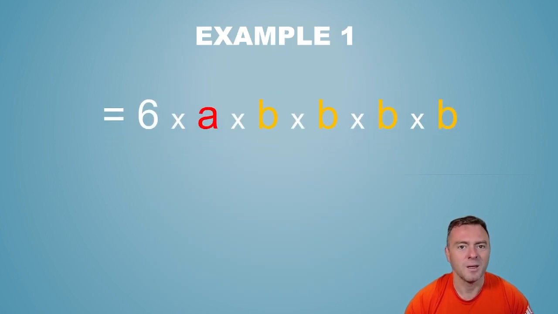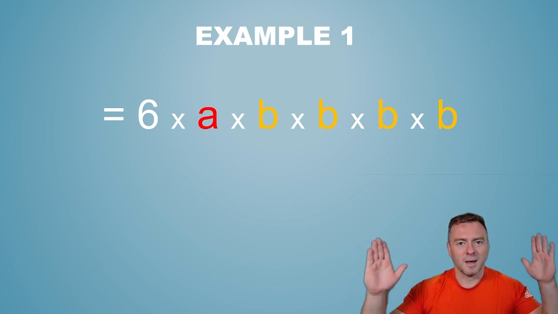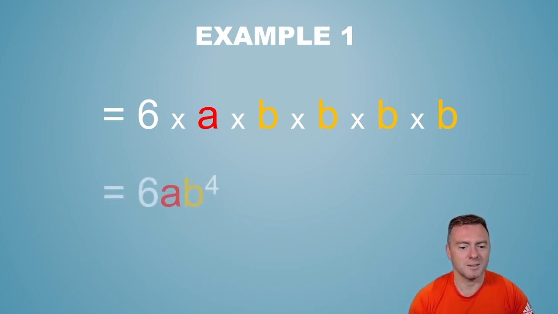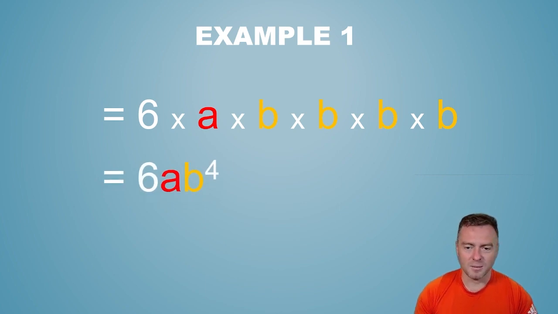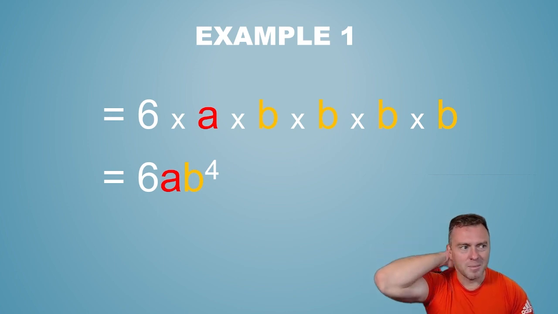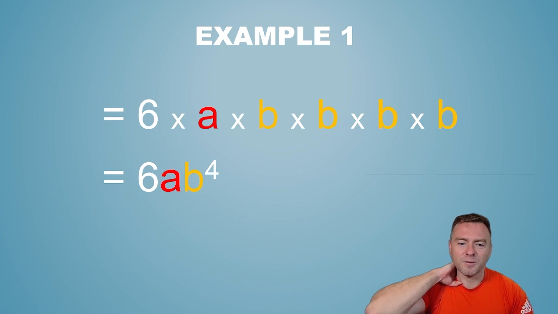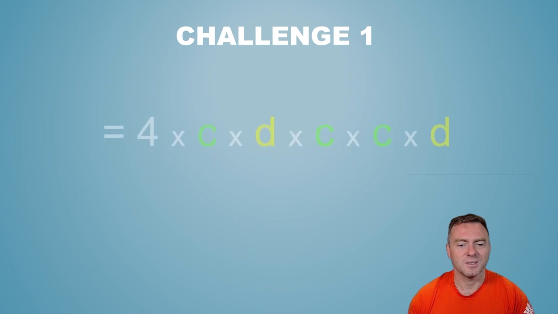So first example, if we had 6 times a times b times b times b times b, we could write that. That's totally valid. But a better way of doing that is to make it compact and group the numbers. So the 6 is by itself, the a is by itself, and then the b to the power of 4. So it's not b times 4, it's b to the power of 4, because it's slightly different. So if, for example, we made b equal to 3, b to the power of 4 wouldn't equal 12. b to the power of 4 would be the same as 3 times 3 times 3 times 3, which actually equals 81. So first challenge, have a go at that, see if you can do it.